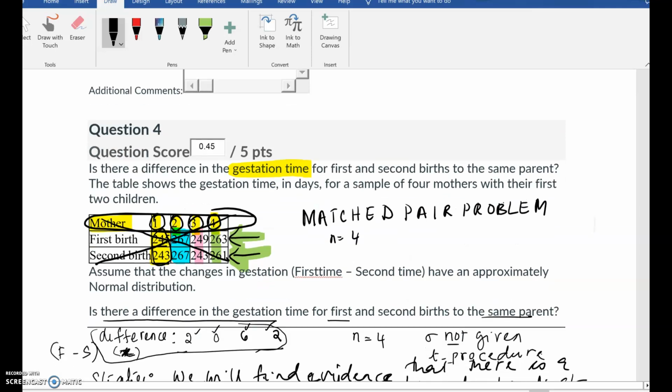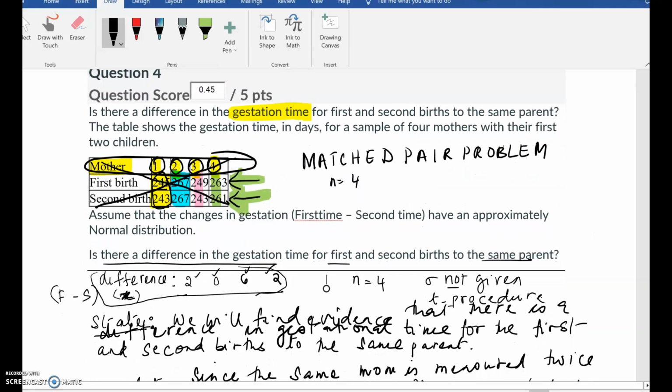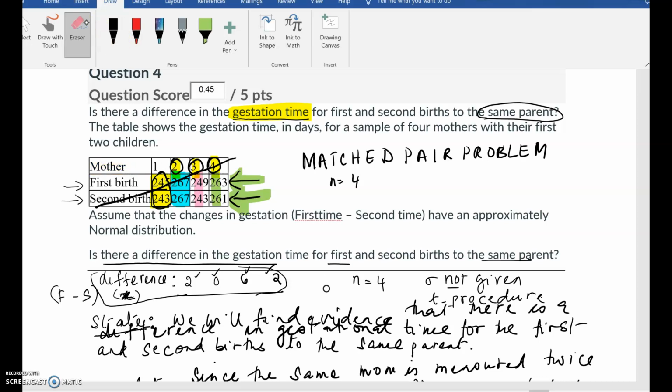So this is the fourth problem. It says, is there any difference in the gestational time for the first and second births of the same parent? So there are 4 moms, and the 2 rows are the gestational times of the first birth and the gestational time of the second birth. Notice that it is the same mom, and we are looking at different birth times.